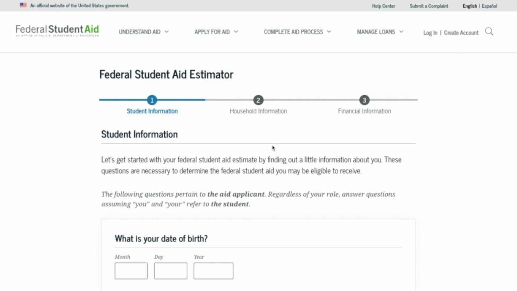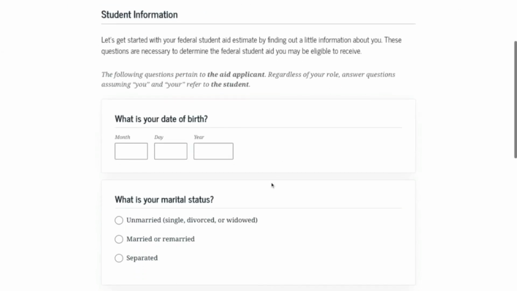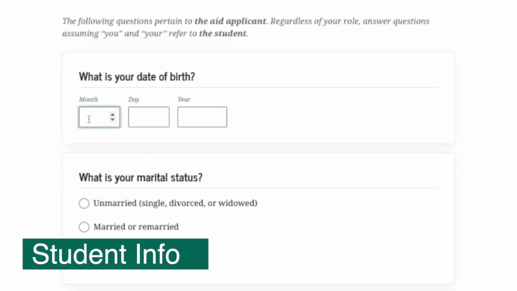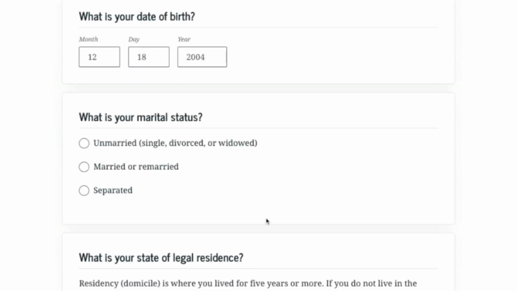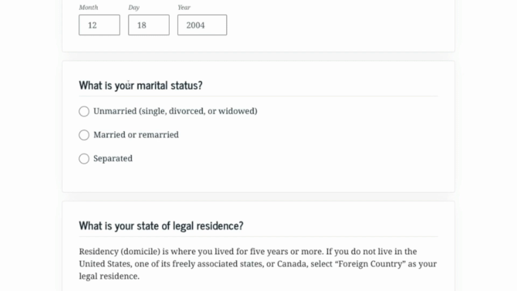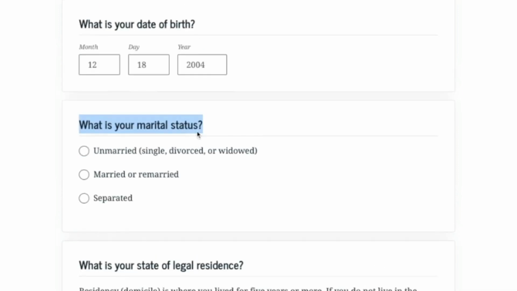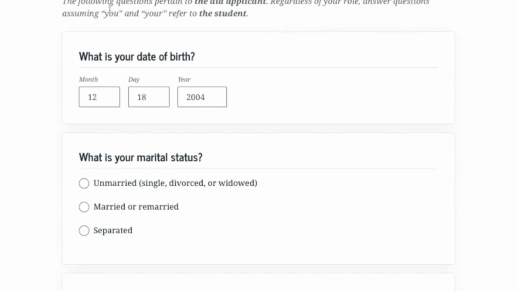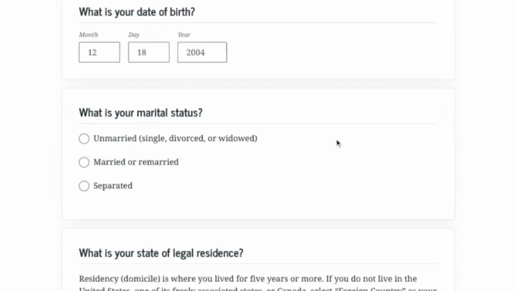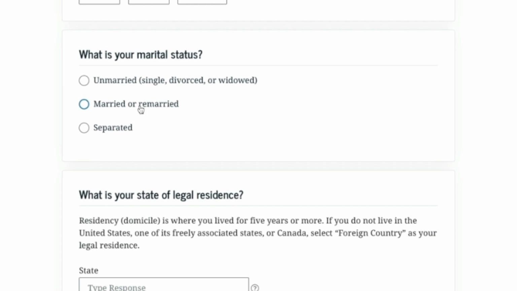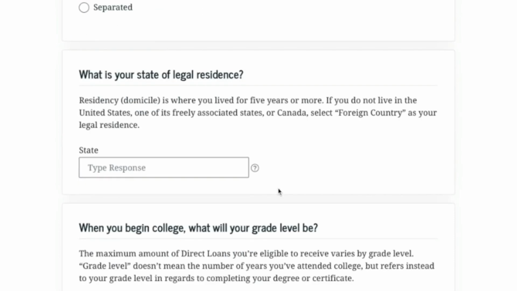So when you click on this, I'm just going to go ahead and put in some pretend information. So here we'll put the date of birth, 12/18, we'll put 2004. And by the way, that is my real birthday, December 18th, not 2004. For marital status, and again, it says here, you is referring to the student. So this is based on your student's information. So what is the student's marital status? Unmarried typically, but of course you want to choose whatever is accurate.